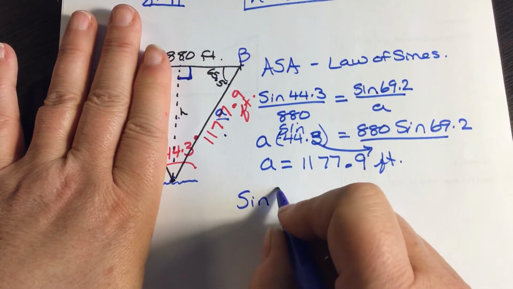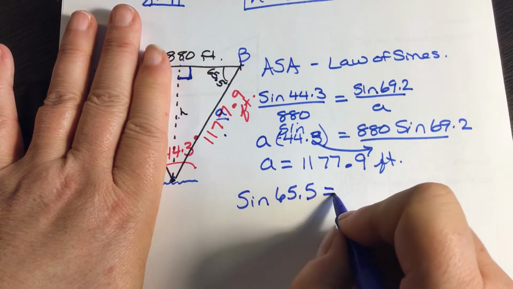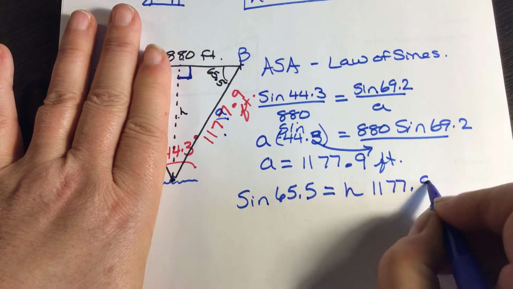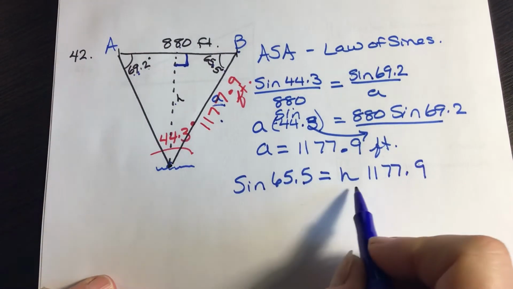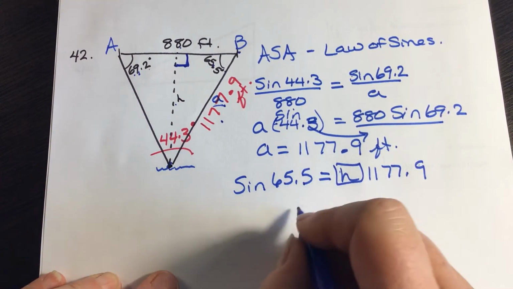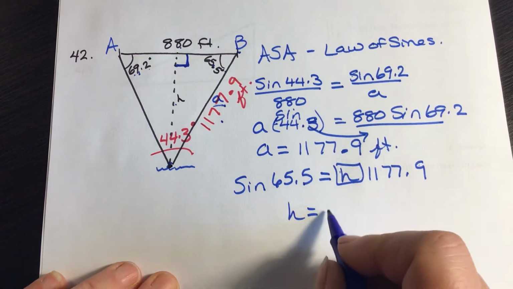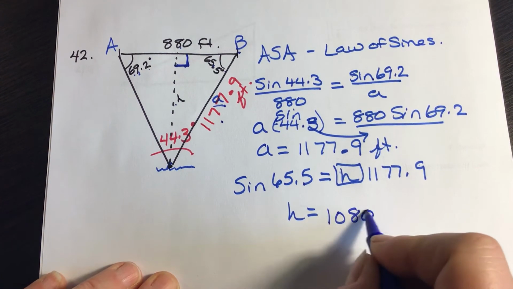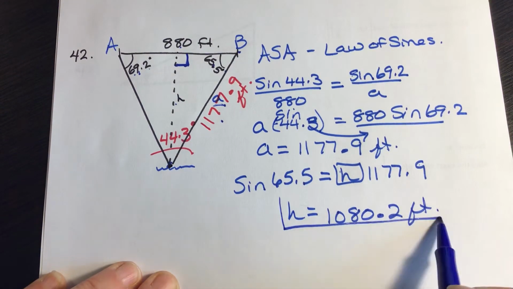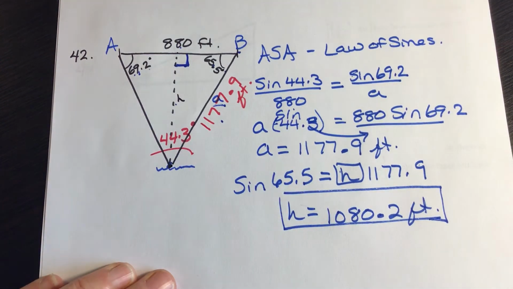Sine of 65.5 equals h over 1177.9. If I'm going to solve for h, I have to multiply by 1177.9, and that calculation would give me 1080.2 feet. And that's the height from the top of the bridge down to the water.